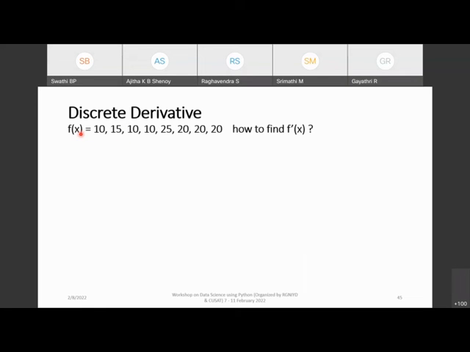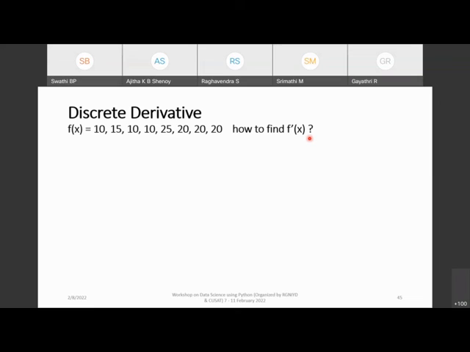Now suppose consider a function f of x which has the values 10, 15, 10, 10, 25, 20, 20, 20. So this is what you have. Now how to find the differentiation of f? That's the question. Because whenever you talk about data analysis or data analytics, you have discrete data. Sometimes you may have continuous data, but most of the time you have discrete data.